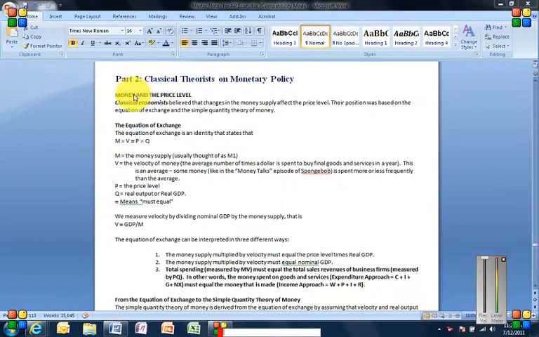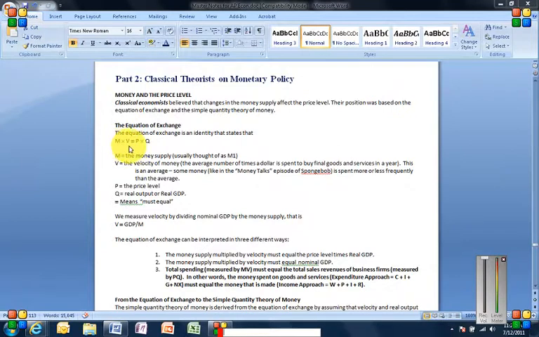So first of all, with regards to the money supply and the price level, classical economists believe that changes in the money supply affect the price level. Their position was based on the equation of exchange and the simple quantity theory of money. So what's the equation of exchange? The equation of exchange says that M times V must equal P times Q.